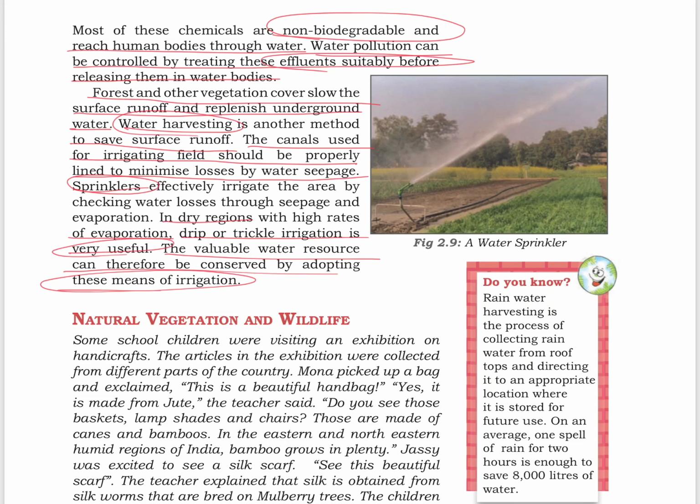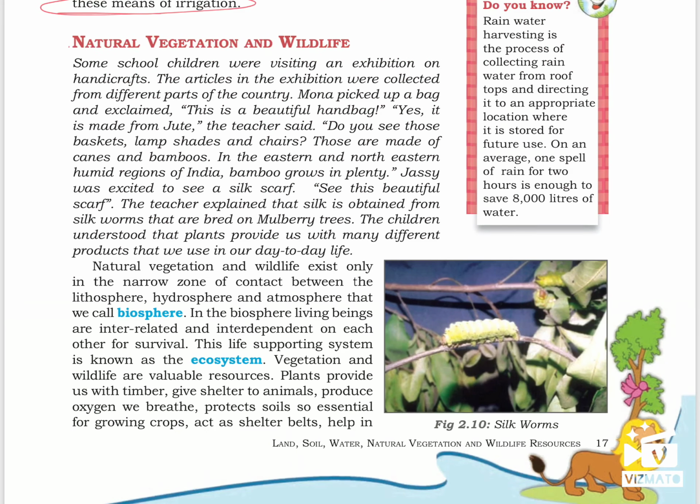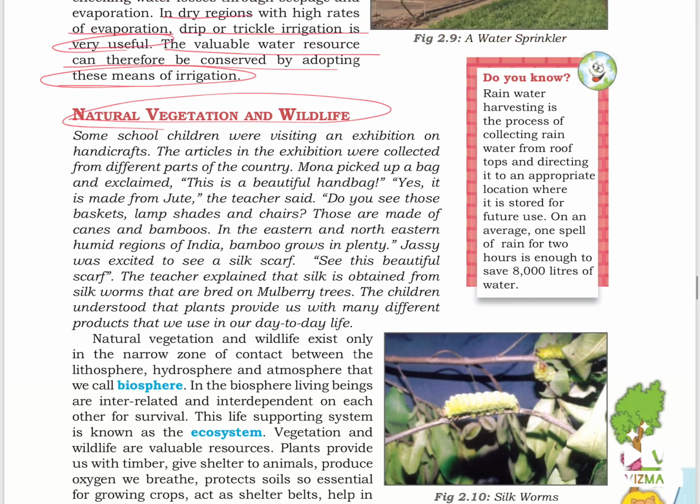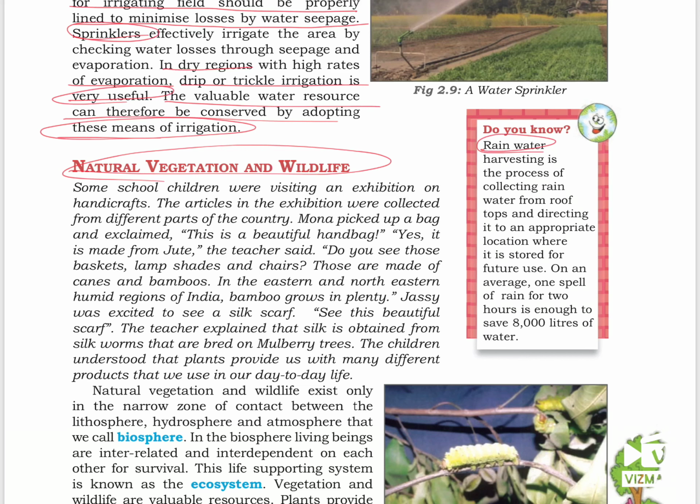So, by following all these means like water harvesting, sprinklers, drip system, etc., water conservation is pretty much possible. Next, coming to natural vegetation and wildlife. Here we have the rainwater harvesting meaning. Rainwater harvesting is a process of collecting rainwater from rooftops and directing it to an appropriate location where it is stored for future use. On an average, one spell of rain for 2 hours is enough to save 8,000 liters of water.